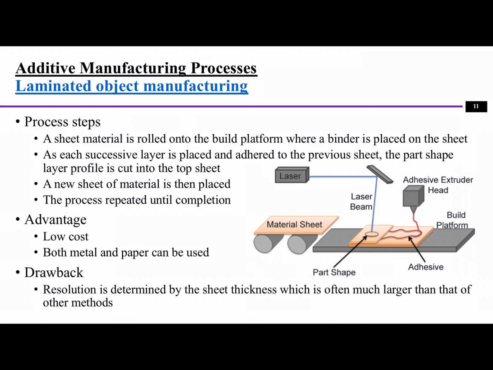With this process, it's usually a little bit lower cost compared to other high cost machines, and both metal and paper can be used in the 3D printing. The drawback is that the resolution is determined by the sheet thickness. Basically, that's the layer thickness, and because it has to be a sheet, it's much larger than other materials, where the layer thickness would be in microns. This may be many times the layer thickness of the other materials.